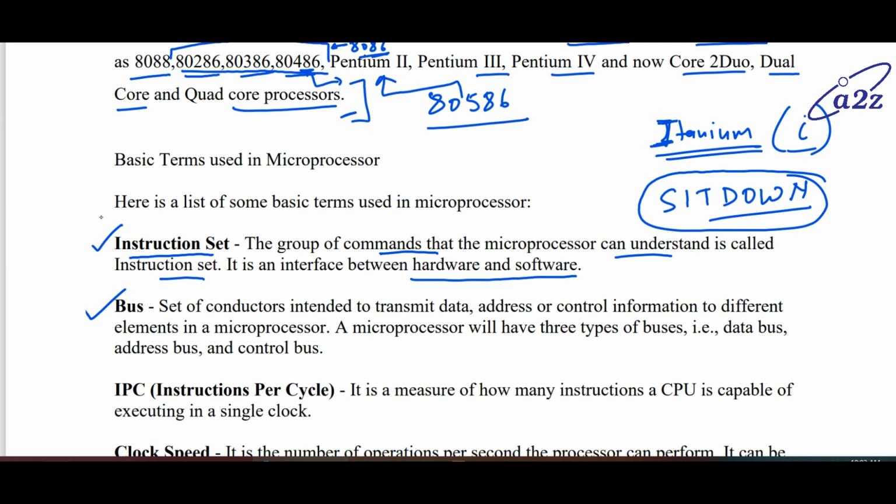Next is bus. Bus is used for transmission of data, address and control information. The bus which is used for transportation of data is known as data bus, which is used for transportation of address is known as address bus, and which is used for transportation of control information is known as control bus. Data bus, address bus and control bus.